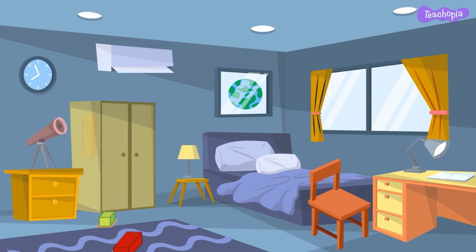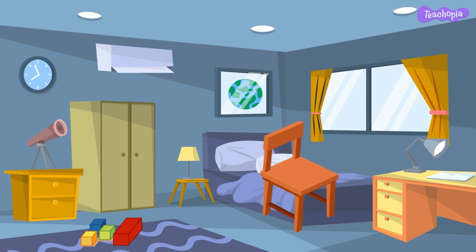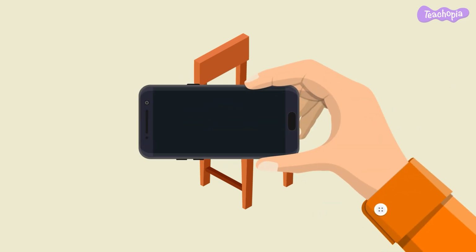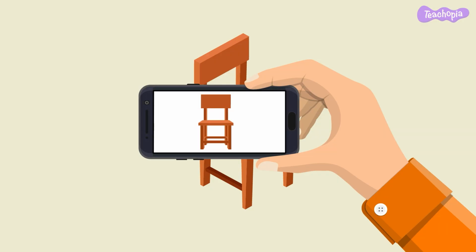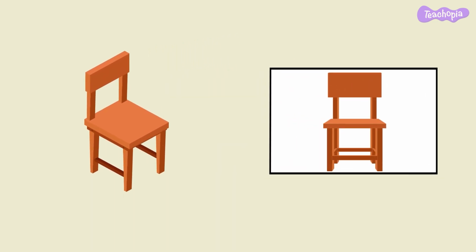Not all objects around us are plane images. Most of the objects are 3D figures and they have length, width and height. For example, this chair is three-dimensional. If you take a picture of the chair, the image you get is a plane figure. So, a chair is three-dimensional, but a photograph of it is a plane figure. All flat images are called two-dimensional.